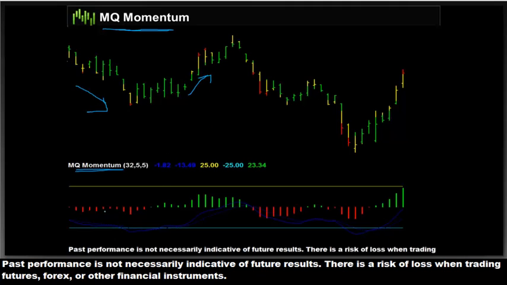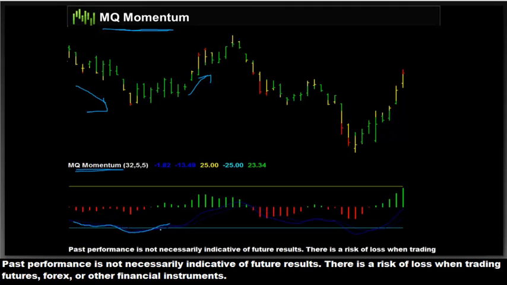Okay? This indicator is very similar to a moving average convergence divergence indicator, also known as MACD. But MQ momentum is actually a hybrid, a proprietary indicator designed by Mark Helwig. Mark took the components of his favorite momentum indicators and basically created an indicator that keeps together the most important momentum factors.